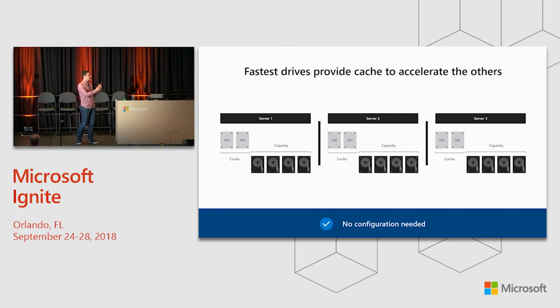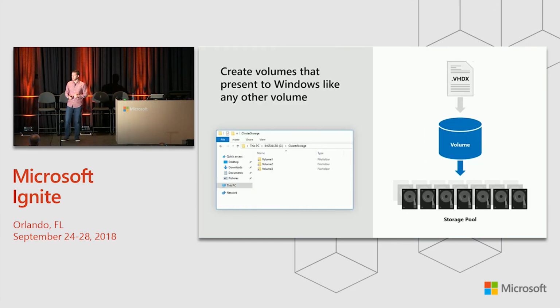Now, what we're going to do with the capacity drives is create volumes that present to Windows like any other volume. And we're going to use that as the place where we can store our virtual machines' VHD files, for example. Those volumes are also called storage spaces. And I'm going to give a demo in just a second of how we create those.